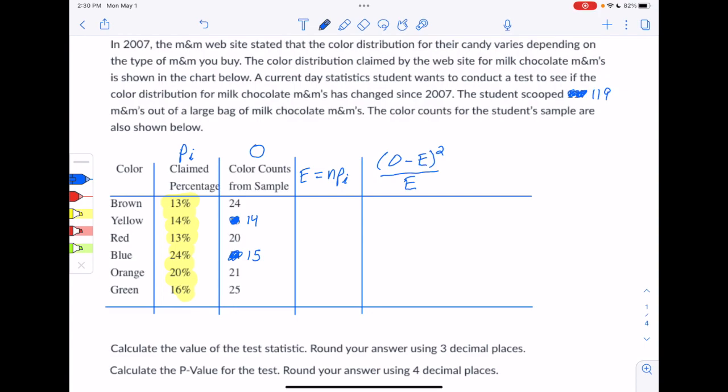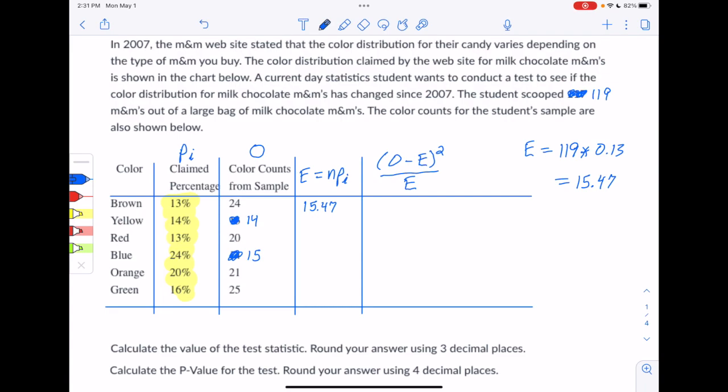When we calculate those, though, we do have to keep in mind that we need to multiply with the decimal form. So for example, this first one for brown we'll do over here on the side. So E for brown would be n, which is 119, times the value of p for that color, which is 13%, or 0.13. If we multiply that together on the calculator, we get 15.47. So that value is the one that would go right here, 15.47, and then we have 5 more of those to go.